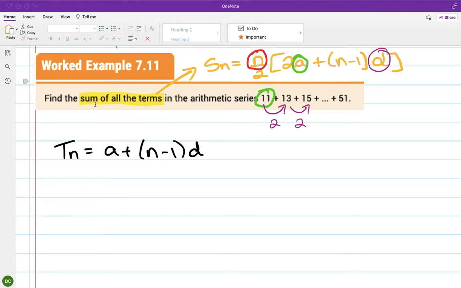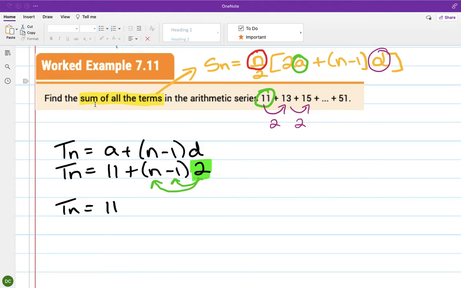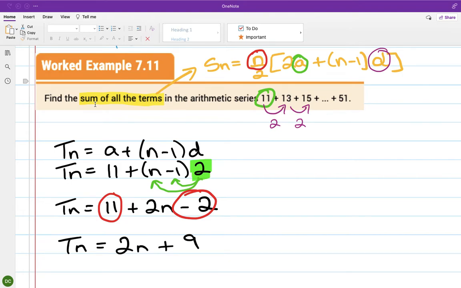Right? Now, watch this. So the first term of this sequence is 11 plus n minus 1, and the common difference is 2. Now we did loads of these, right? So we take the 2, we multiply it here, and we multiply it here. So we do Tn is 11 plus 2n minus 2, and then we can combine the 11 and the minus 2. So we get Tn is 2n plus 9. Yeah? Right?